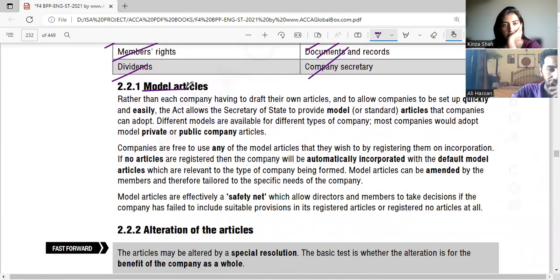Model articles. What's a model article? Kinza, please read and explain. Do not read it loud. Read it in your mind and then explain. What is model articles?